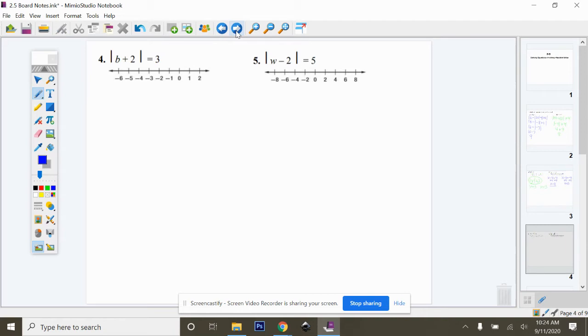Okay, number 4. We rewrite it as two separate equations. One of them exactly the same, we just don't have the absolute value on it. The other one exactly the same, but we change the sign on the answer. And then we solve both of these. It says b plus 2, I would subtract 2 from both sides of the equal sign. 3 minus 2 is 1.